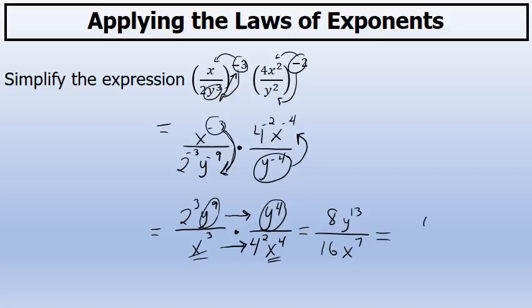My final step will be to put this fraction in lowest terms. 8 over 16 can be reduced to 1 over 2. Because there's a factor of y to the 13th in the numerator, I don't have to write a 1 as a coefficient. I can just leave that as y to the 13th over 2 x to the 7th.